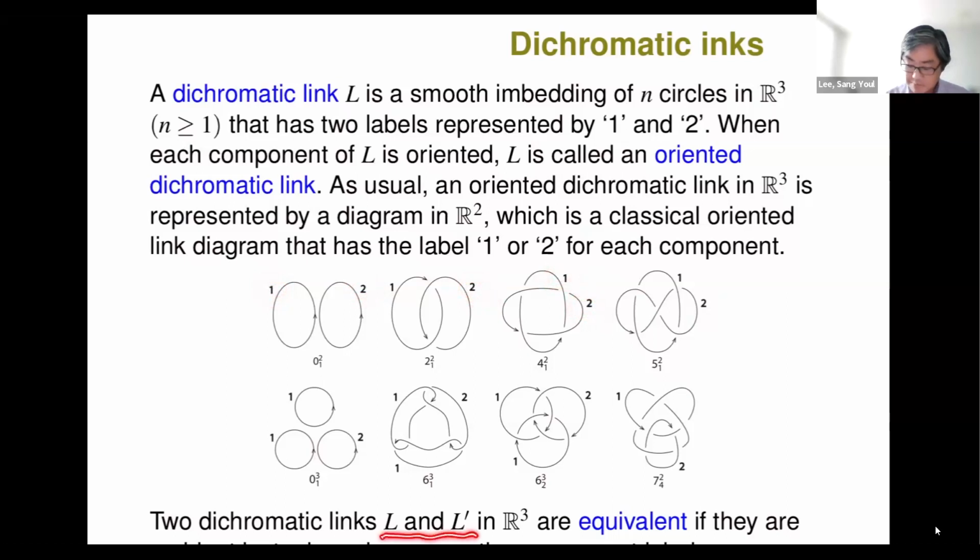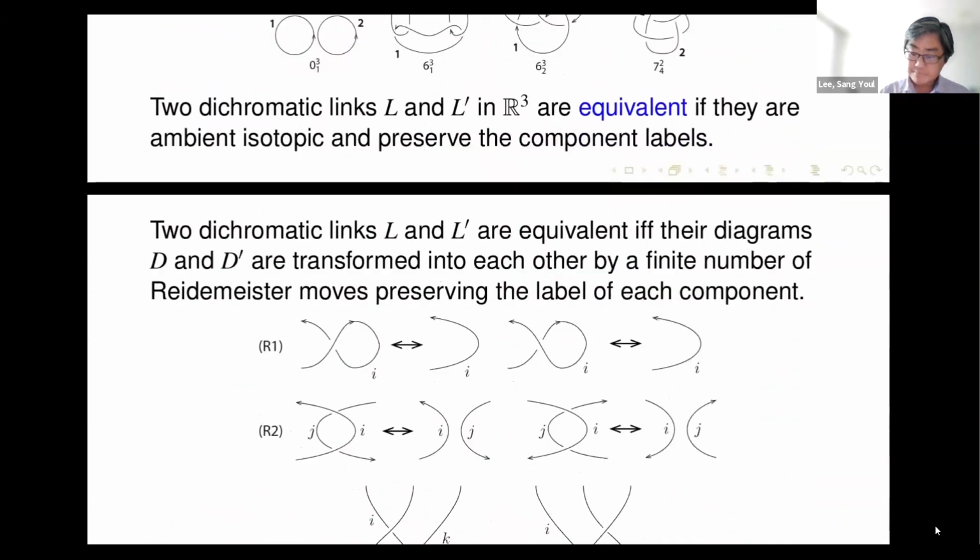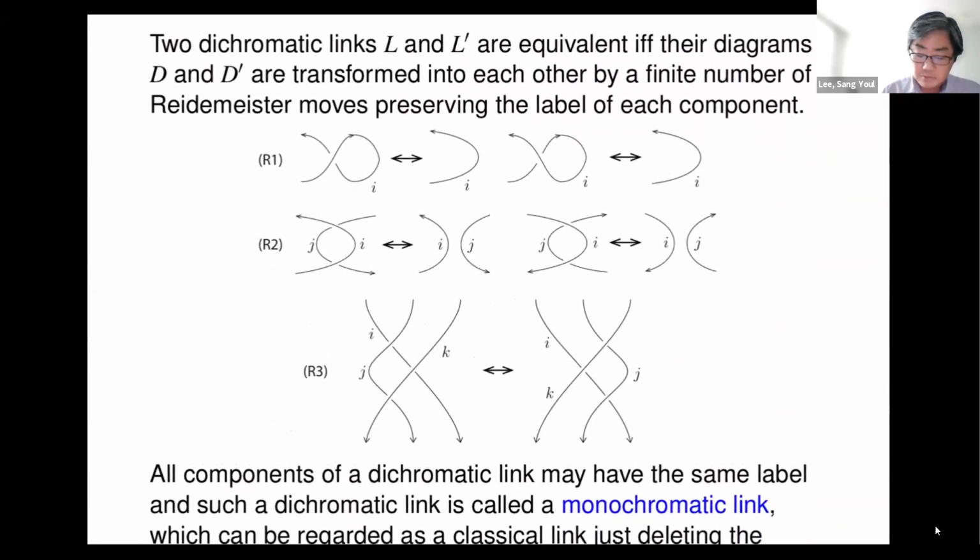Two dichromatic links L and L prime in 3-space are equivalent if they are ambient isotopic and preserve the component labels 1 and 2. Two dichromatic links L and L prime are equivalent if and only if their diagrams D and D prime are transformed into each other by a finite number of Reidemeister moves preserving the labels of each component. So these are the Reidemeister moves for dichromatic link diagrams. Actually, these three are Reidemeister moves with component labels. Here i and j represent component labels 1 or 2.